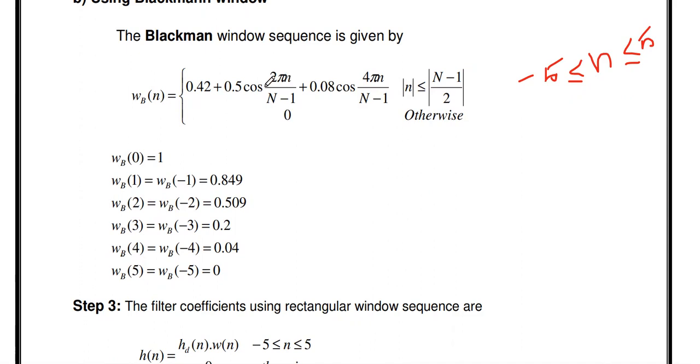So if you are substituting n equal to 0, cos 0 is 1. So 0.42 plus 0.5 plus 0.08, so the answer is 1. Okay. Then next one, put n equal to 1.